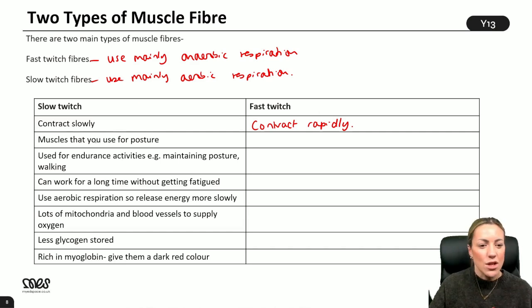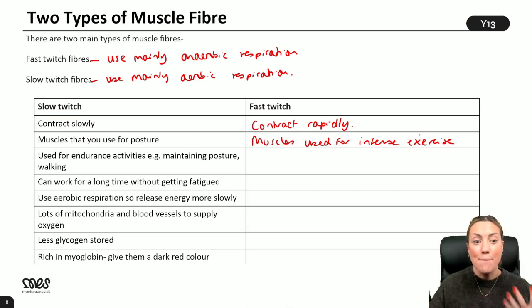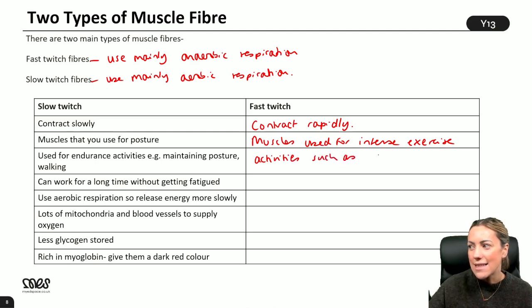Slow twitch are muscles that you use every day, just for standing up, for balance, for posture. Whereas fast twitch are muscles used for intense exercise or rapid or powerful contractions. I would write that down as well. Rapid contractions, which we saw in the last question, powerful contractions, intense exercise. So activities such as running, cycling, swimming, things like that.